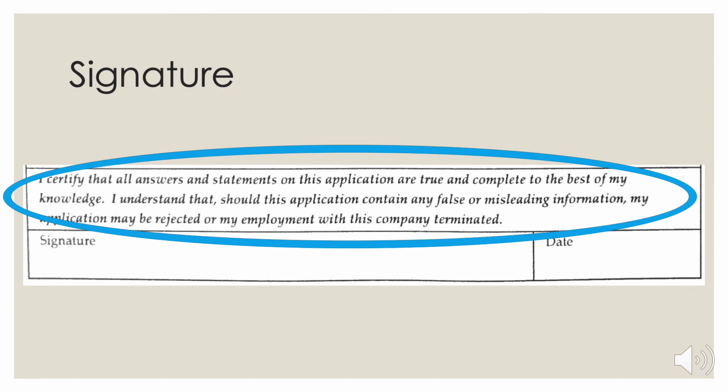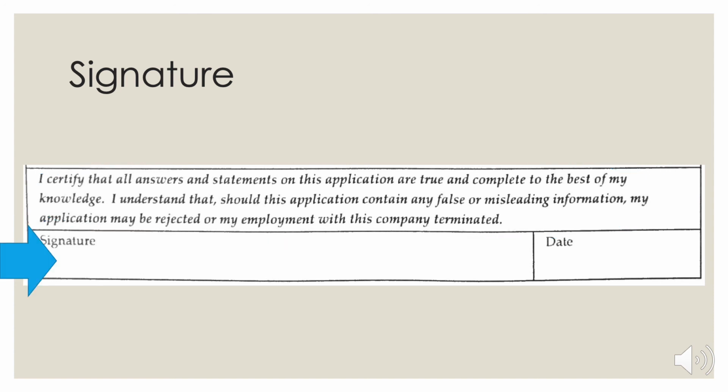Each application has a different kind of disclaimer here, so make sure you read this and agree with it before signing your name. Lastly, this box will ask you to put your signature, not printing your name, and then write the date that you filled out this application. And now you have a completed job application.